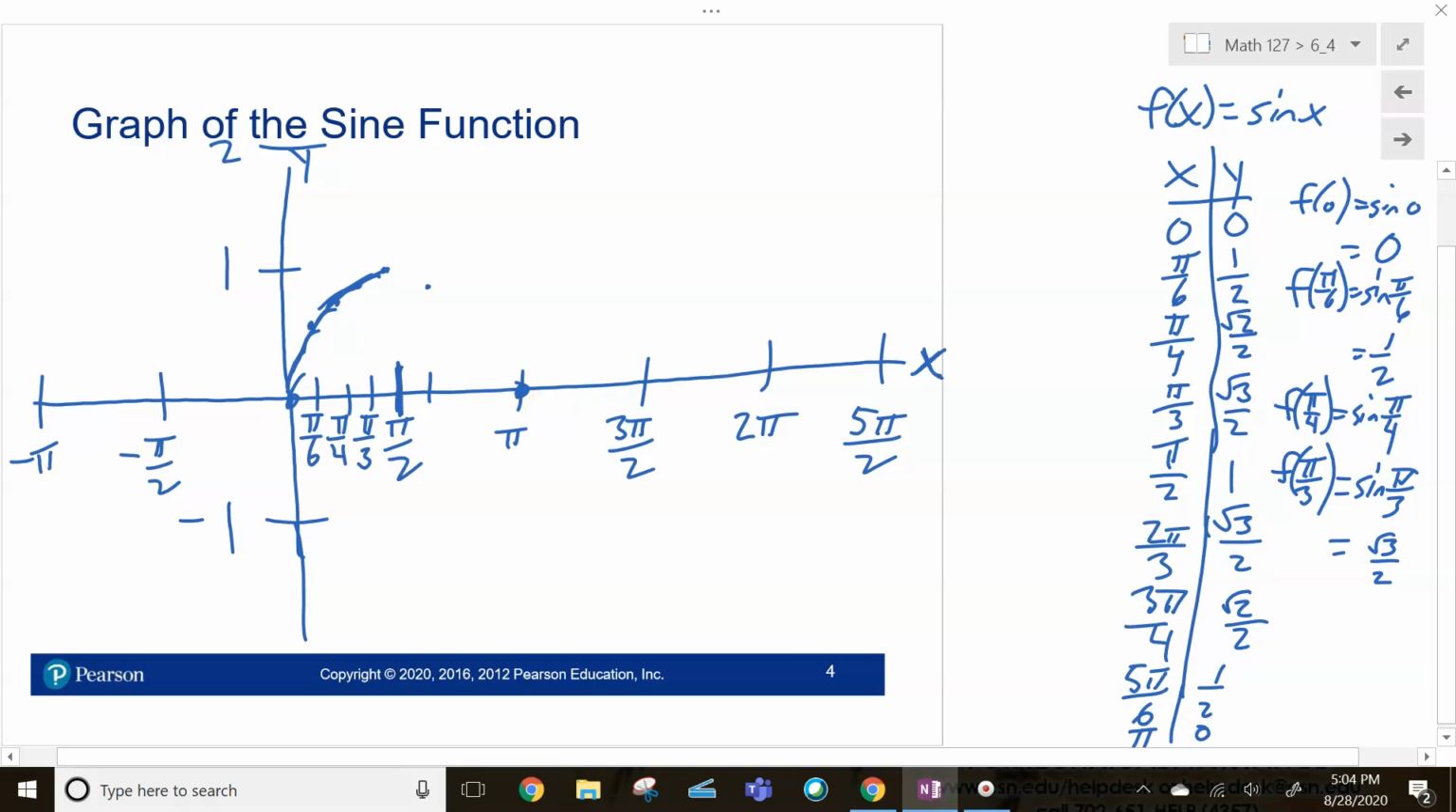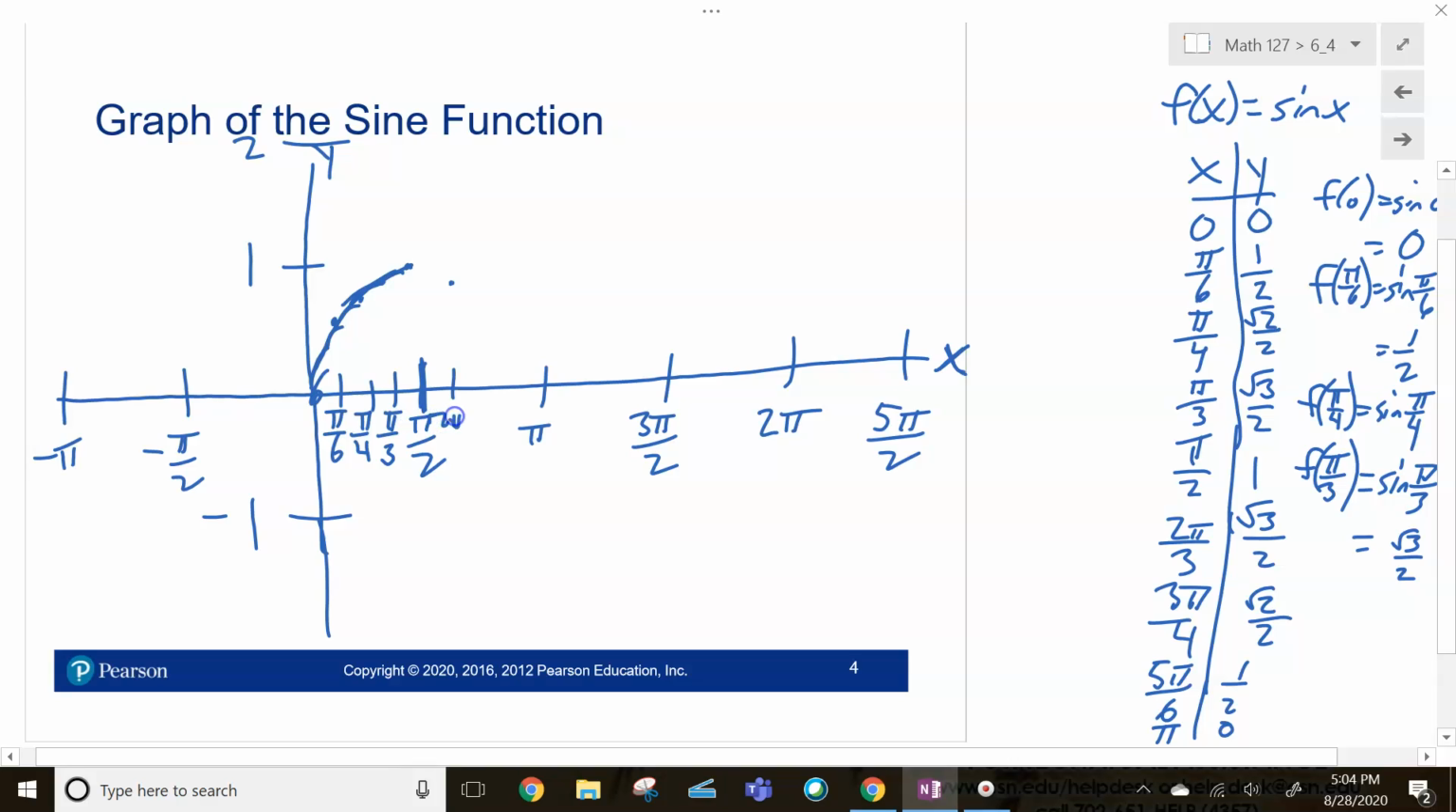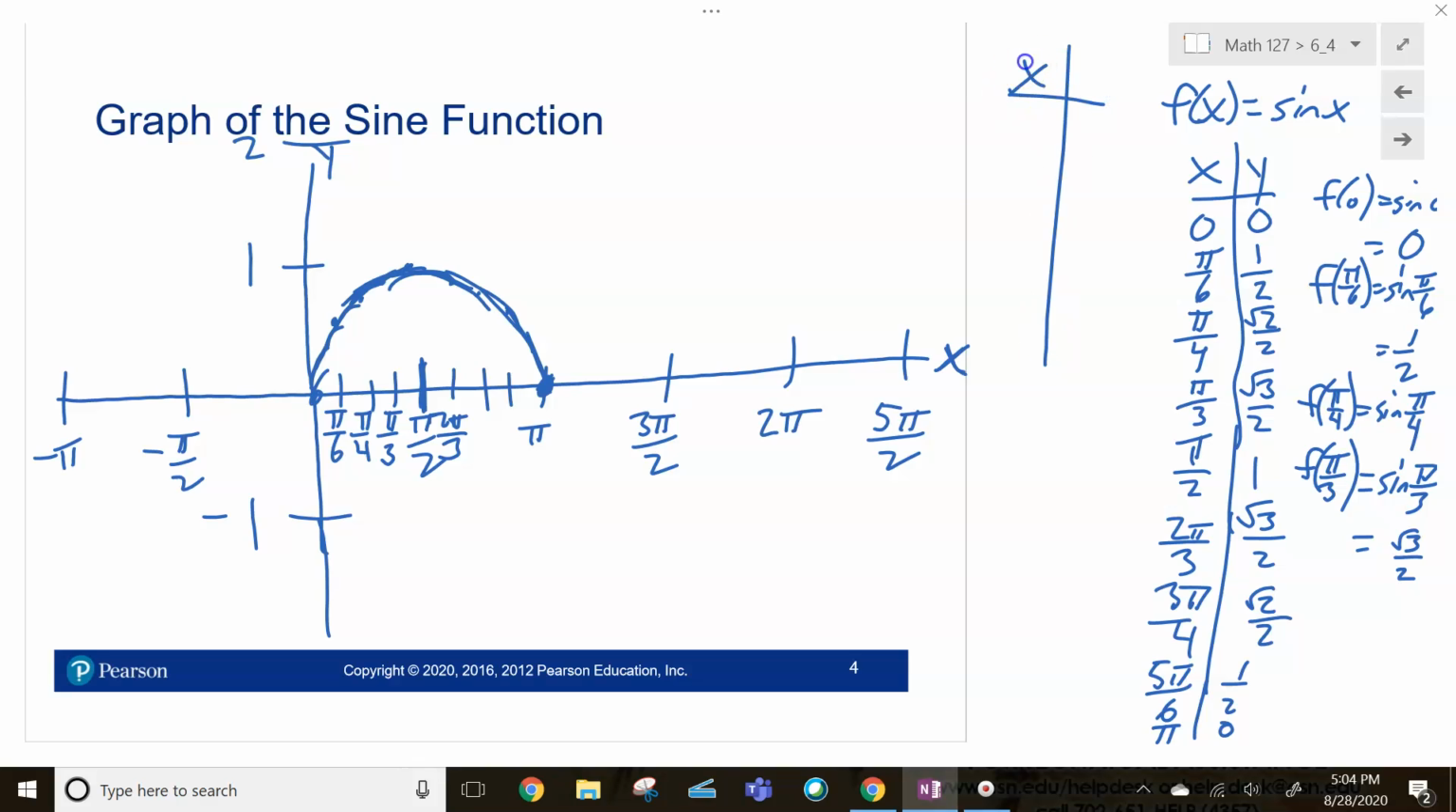All right, so let me put those on. 2 pi thirds, 3 pi fourths, 5 pi sixths, and pi comma 0, right there. So I'm not doing this the greatest, I'm doing this by hand here. Anyways, we keep going with this, and I just continue to pick points. So then I'm going to pick 7 pi sixths.